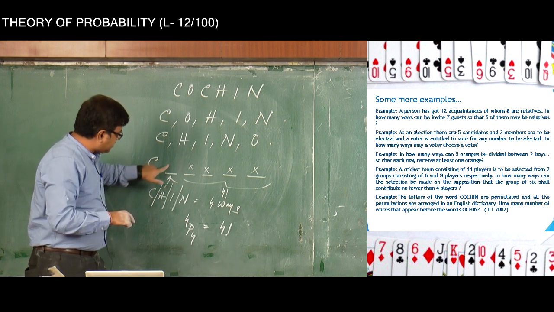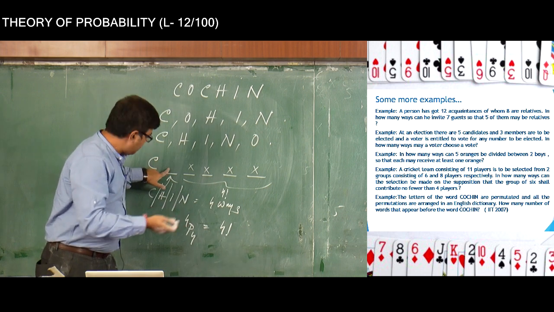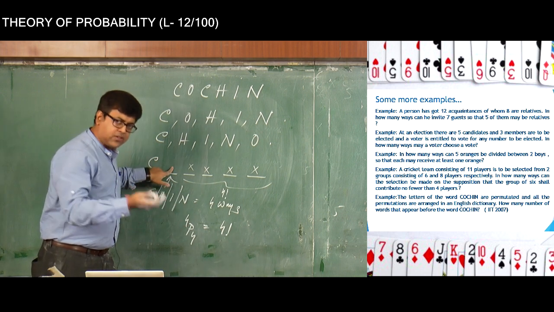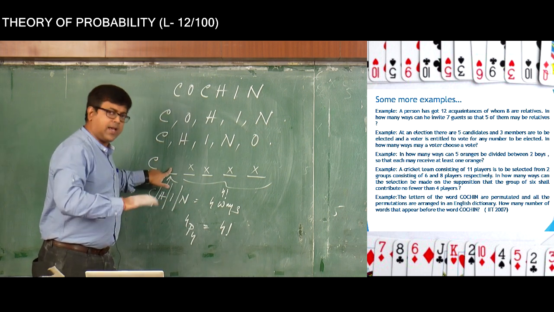The same thing happens by fixing H in the second position, again factorial 4. For fixing I in the second position, again factorial 4. For fixing N in the second position, again factorial 4.